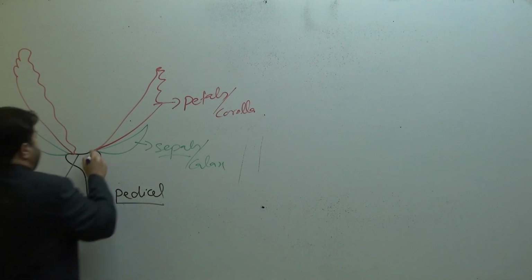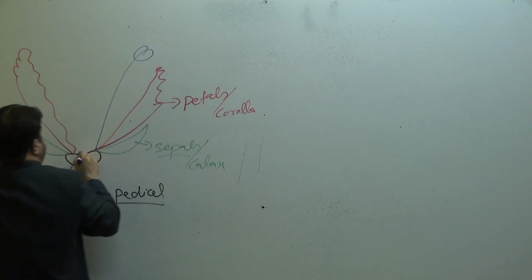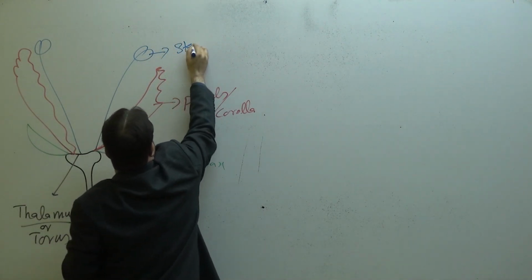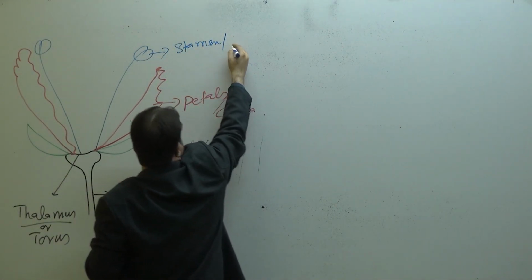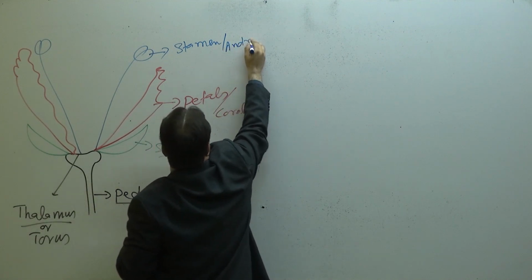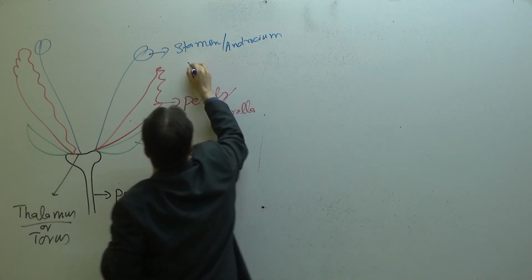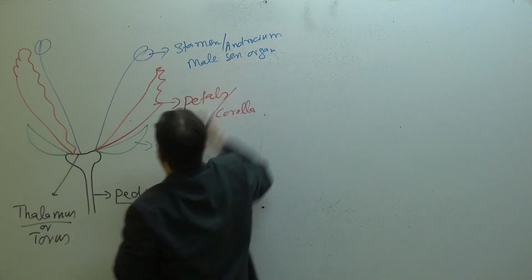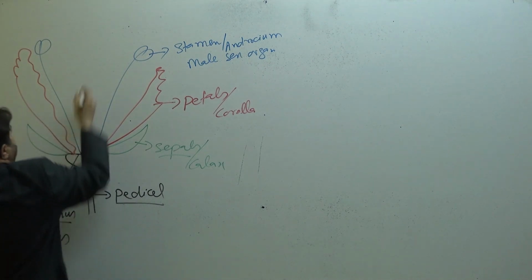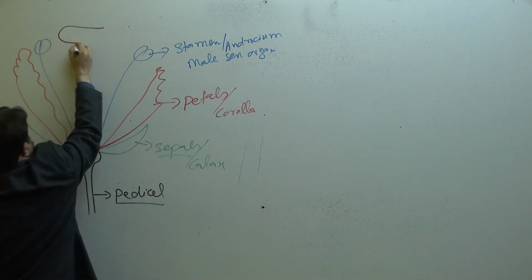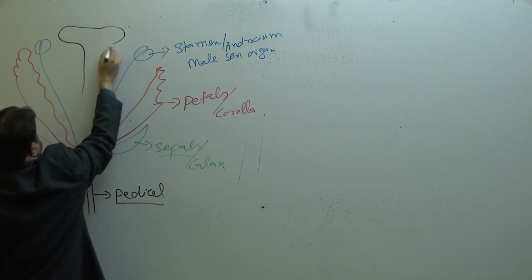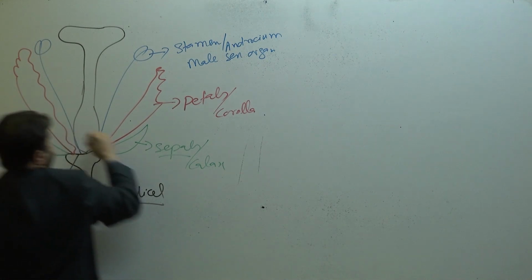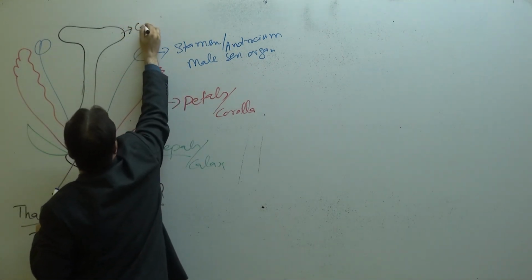Then after that, there is another whorl called the stamen or androecium, which is considered to be the male sex organ. While in the center there is a female sex organ. So sepal, petal, stamen, and carpel.